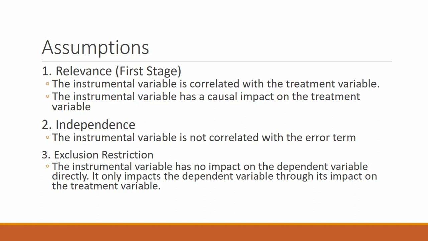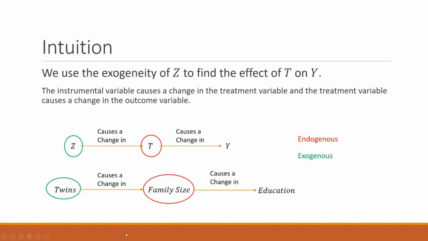Okay, the last assumption is called the exclusion restriction assumption. The exclusion restriction assumption says this: the instrumental variable has no impact on the dependent variable directly. It only impacts the dependent variable through its impact on the treatment variable. This basically goes back to the causal chain argument. The exclusion restriction assumption says that having twins does not affect the educational attainment of the children in the family, except through its impact on family size.